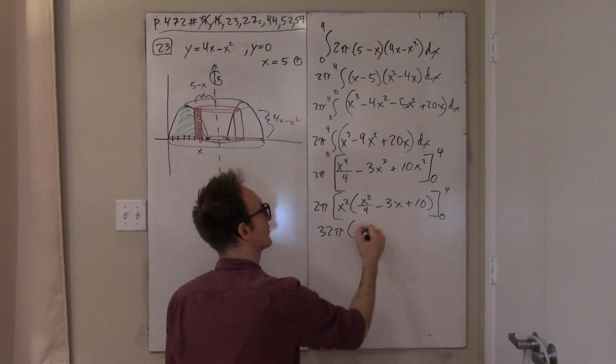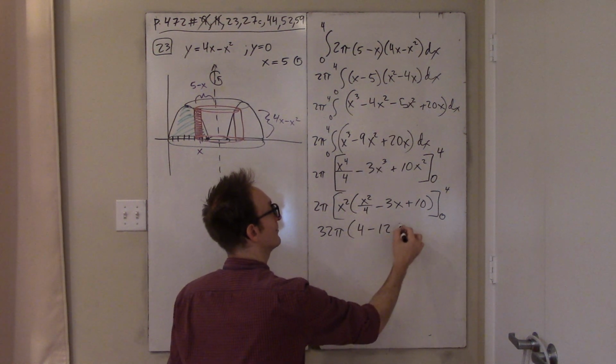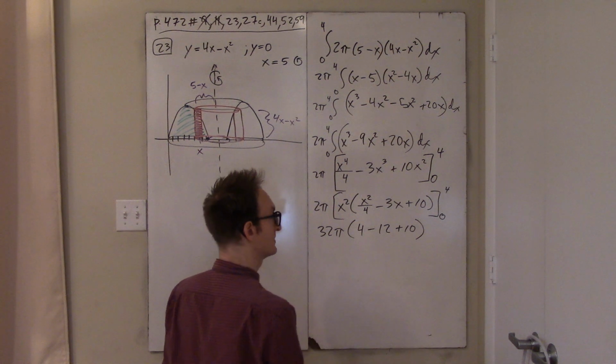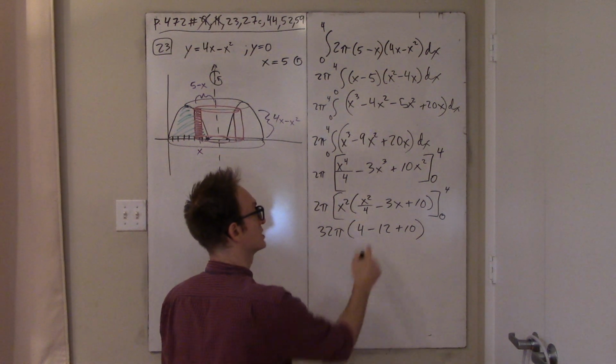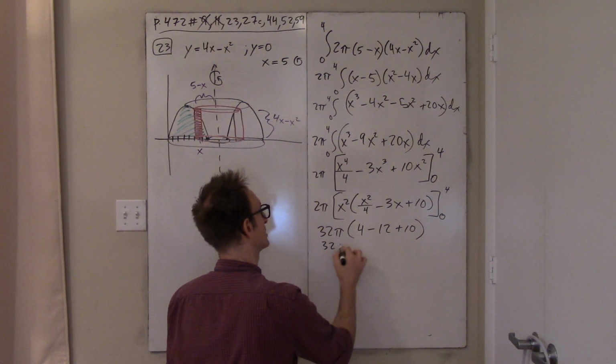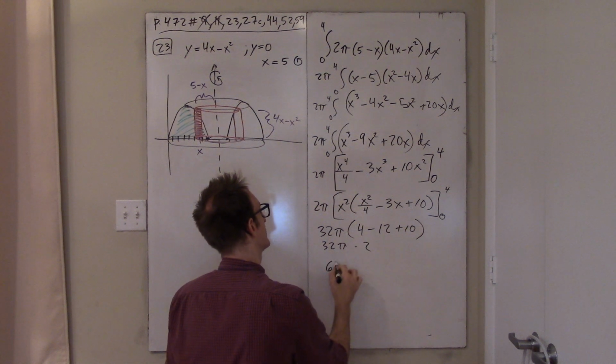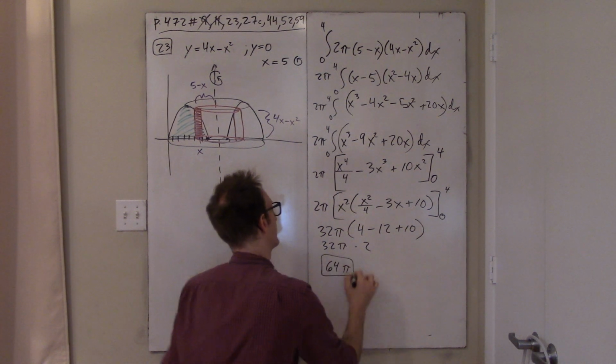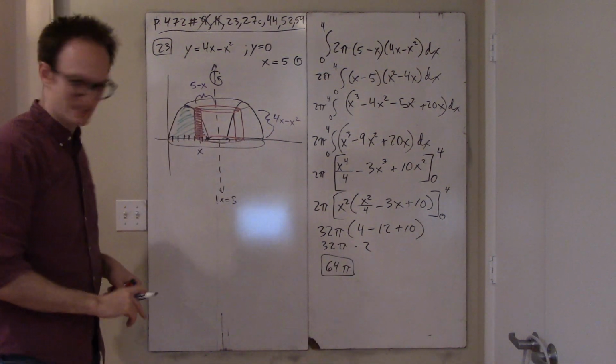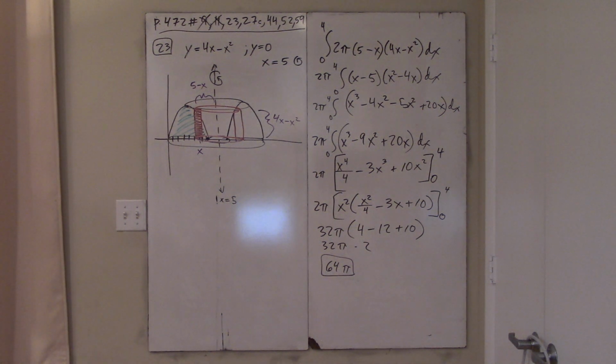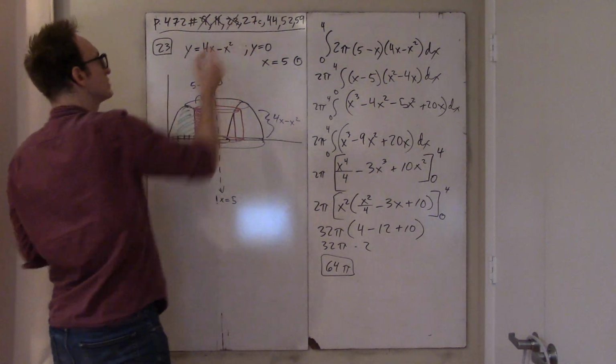4 squared is 16, over 4 is 4, minus 12 plus 10, so it's 14 minus 12 is 2, so that's 32 pi times 2. So I really hope that the answer is 64 pi. That seems like a really big number. Yeah, it's just right. Okay, good. 4 more problems to go.